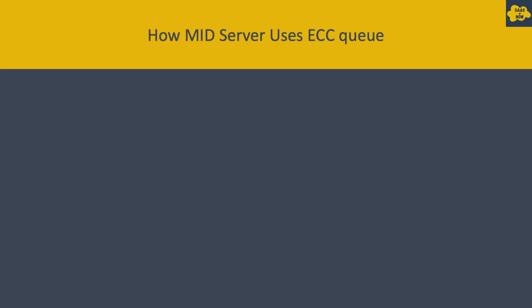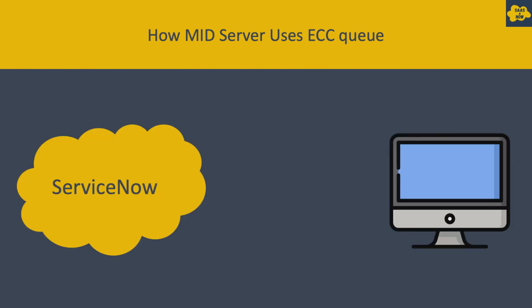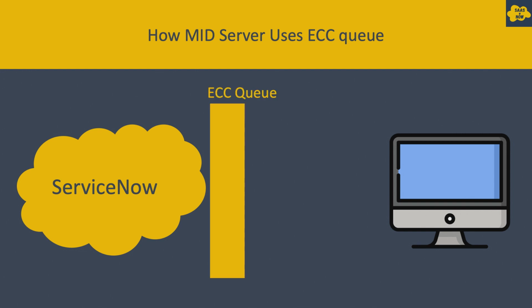Now, how does the MID server use ECC queue in ServiceNow? Let's say we have a MID server, a ServiceNow instance, and ECC queue on the same instance. Now, the MID server always communicates with the ServiceNow instance with a worker job and checks for new output messages so that the MID server can perform the action as per the message provided by ServiceNow.